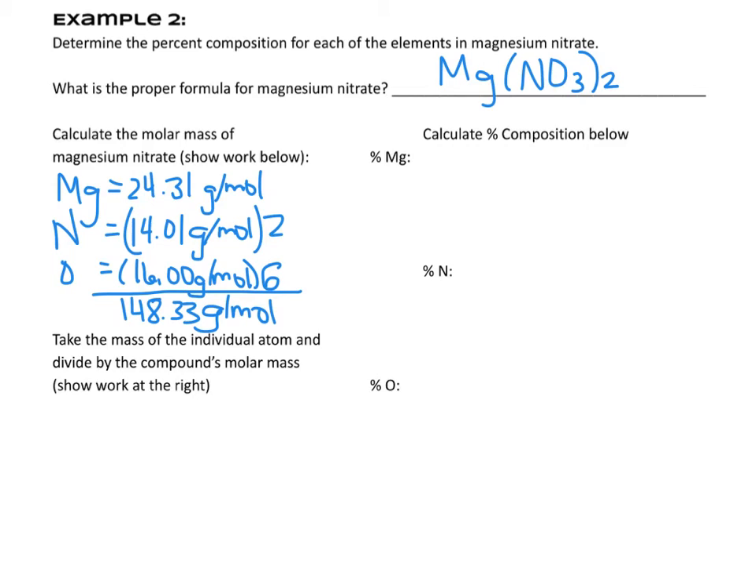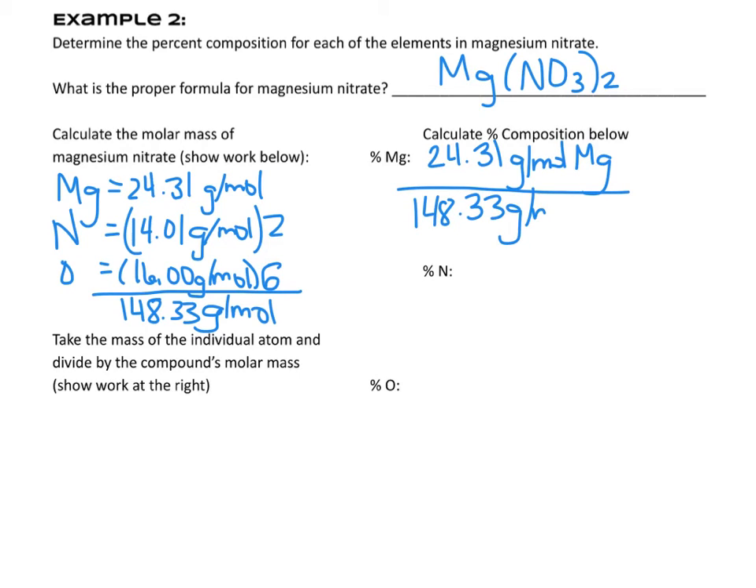So when we're looking at just the elements themselves, for magnesium we only have 1 of them, so we just have the molar mass of magnesium divided by the overall molar mass that we just calculated, which is the 148.33. And again, that's for the entire compound. Okay, when we do that and multiply by 100%, then we get 16.39% magnesium.